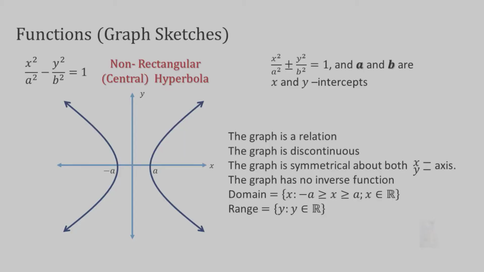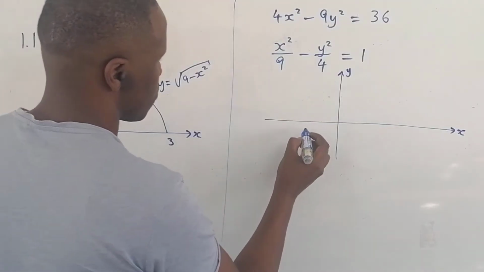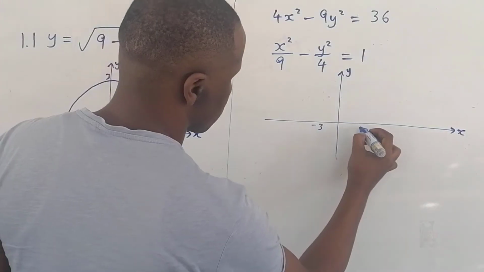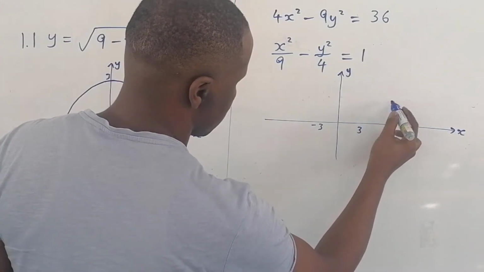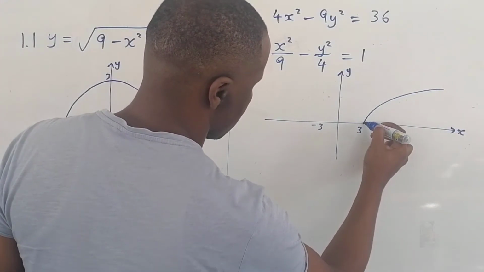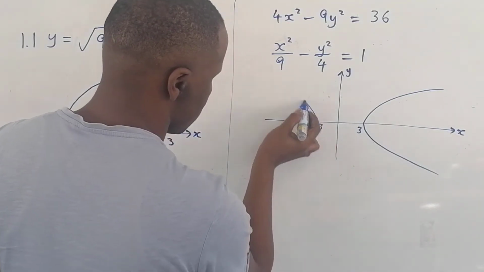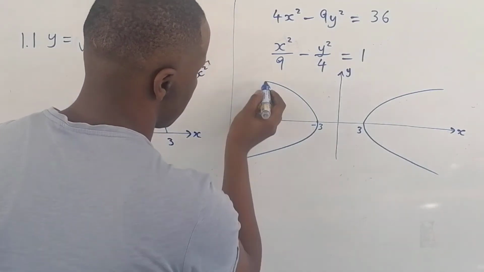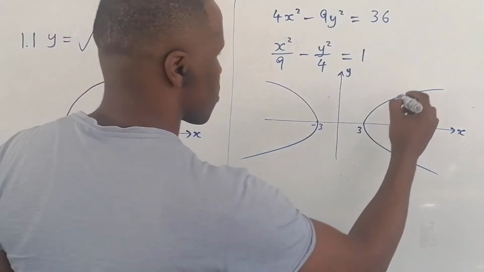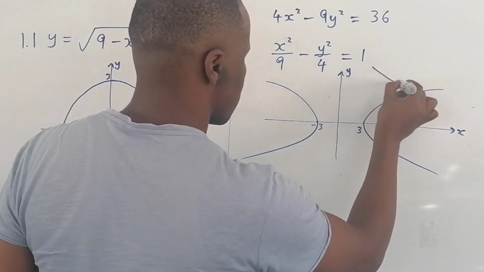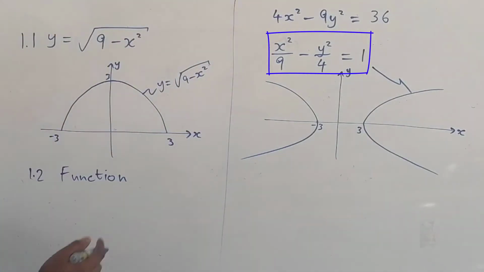So for central hyperbolas, or even for an ellipse, in fact, the first thing we do is to divide by that 36, which is on the other side, to get the x and y intercepts, because there are three things that are very important in a graph. Number one, the intercepts. Number two, the shape of the graph. And number three, the general form of the equation of the graph. So this is what we are going to do now. We'll put it in intercept form. Then after that, we'll look for the intercepts.